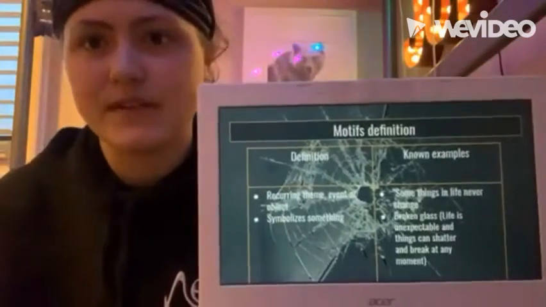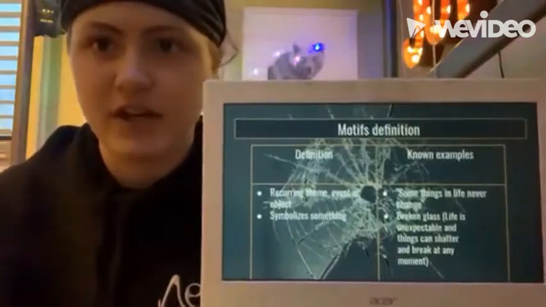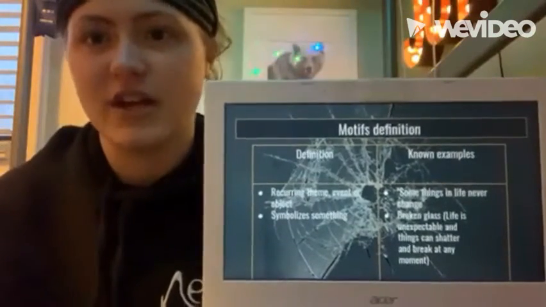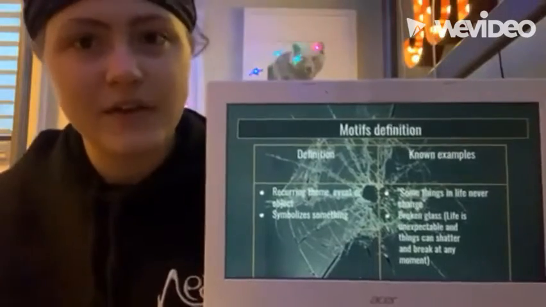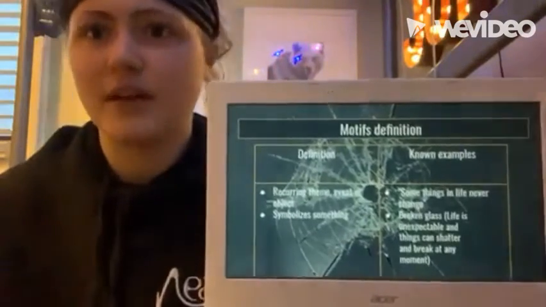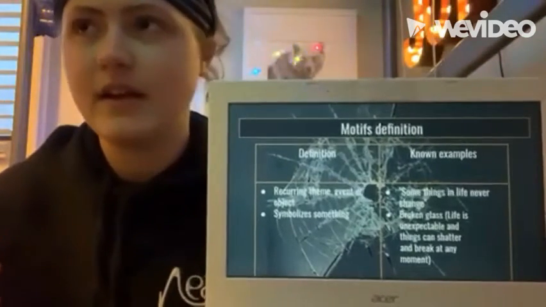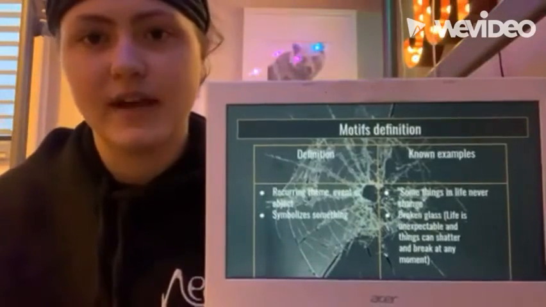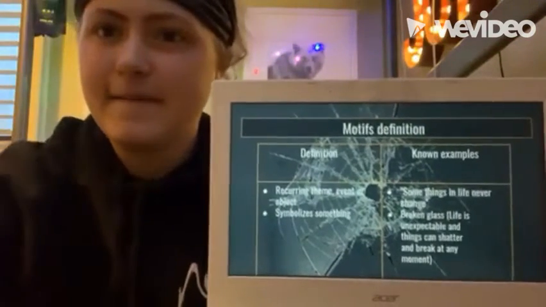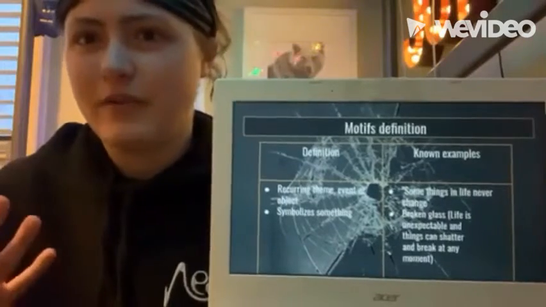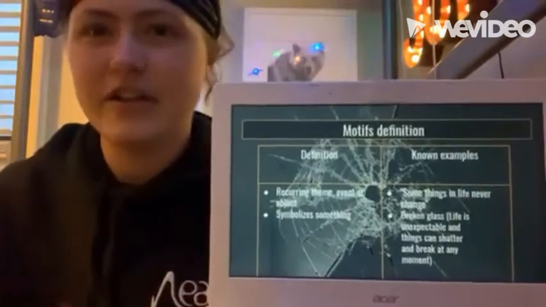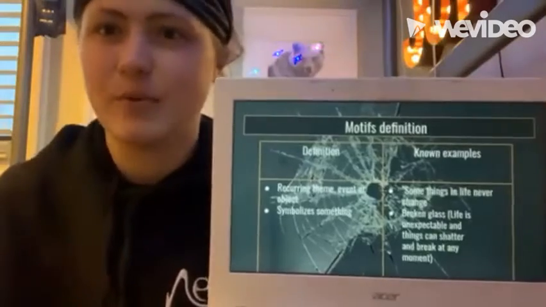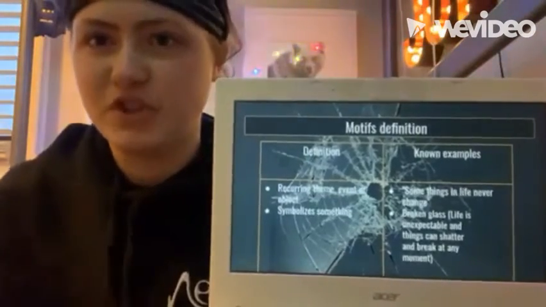Some examples of this can be the phrase, "some things in life never change." This can be an indicator that something in this person's life is going to change, and it's going to be a big one. Something else is broken glass. A lot of broken glass that is seen very frequently in anything can represent that things in life are very fragile and can change and shatter in just a moment. So, in a way, it's showing you that this person's life is about to shatter.